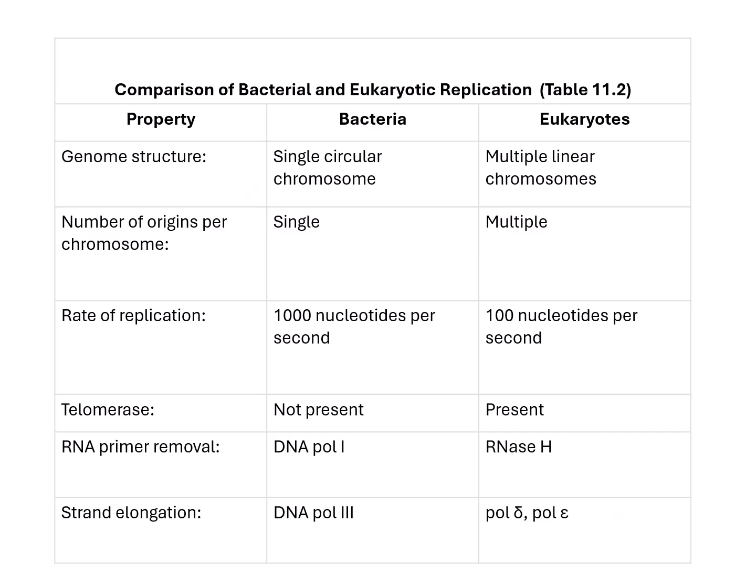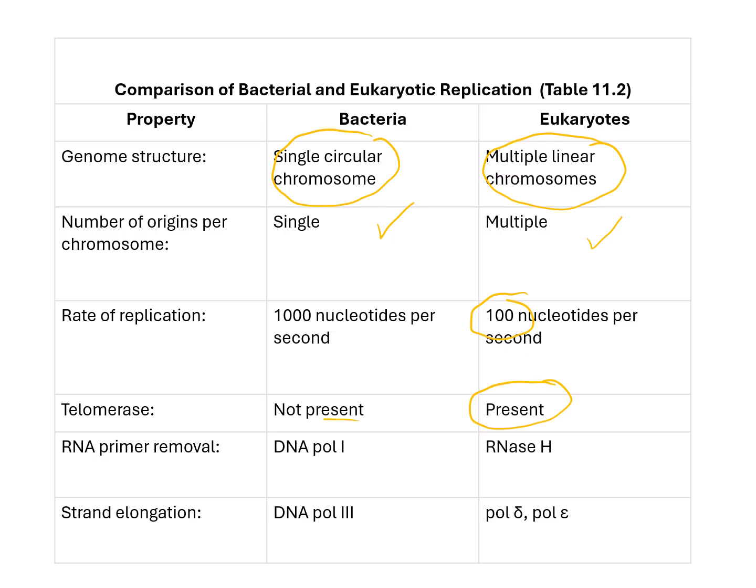Let's look at some key differences between bacterial and eukaryotic replication so far. We saw that in bacteria, they typically have a single circular chromosome, whereas in eukaryotes, we have multiple linear chromosomes that are much larger. The number of origins of replication in bacteria is 1. In eukaryotes, we have many. The rate of replication is slower in eukaryotes, and telomerase is only present in eukaryotes.